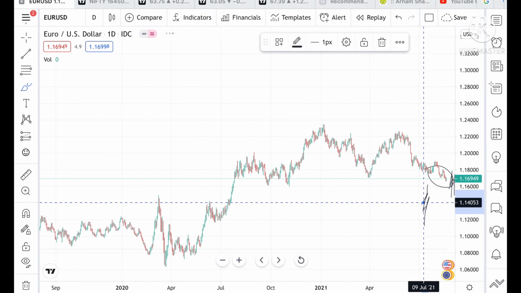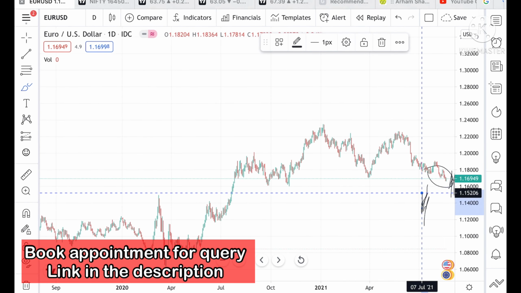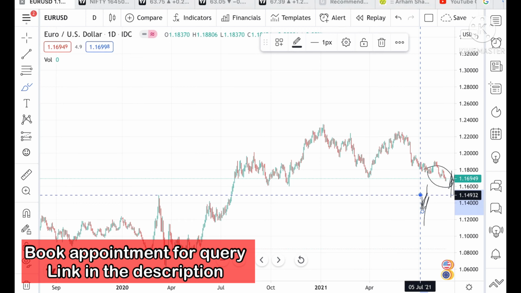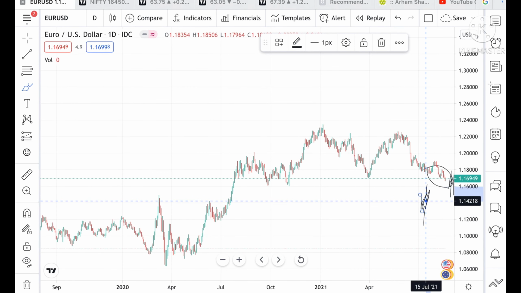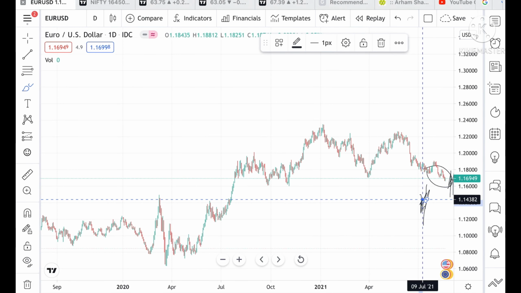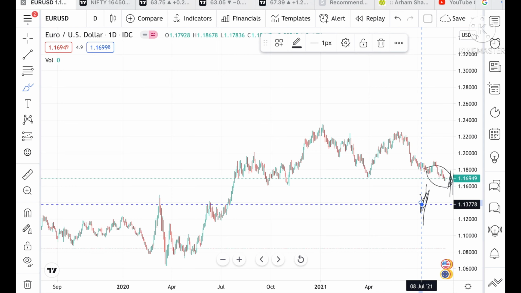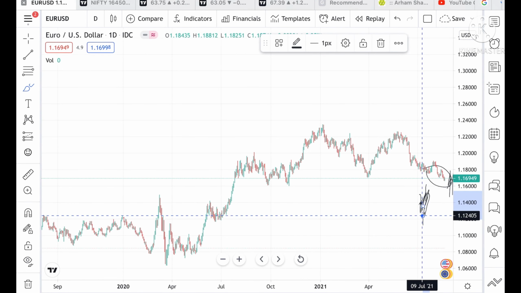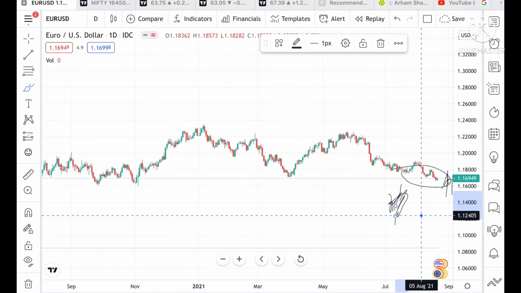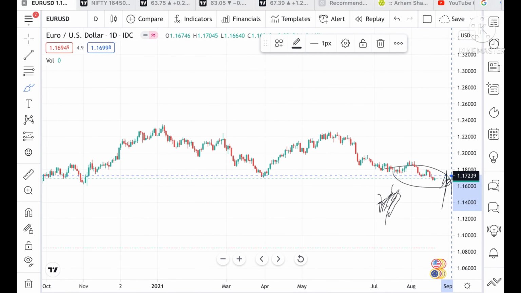Suppose if this goes below that level, but before that we can see a strong support at 1.14932, and if this breaks, the next support we can see at 1.142. Then we can see a level of 1.137, and if this doesn't sustain, then we can see a level of 1.12.